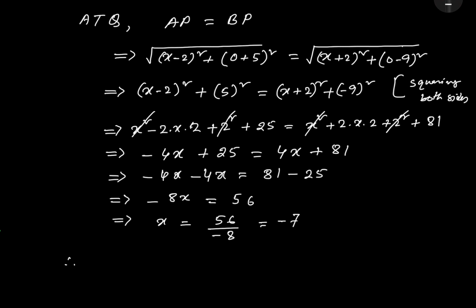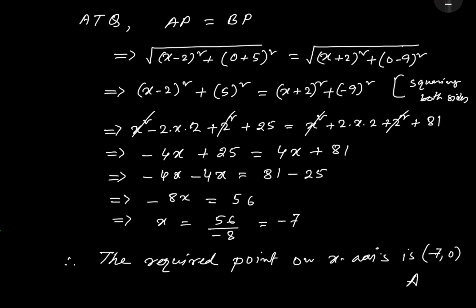So the required point on x-axis is, therefore the required point on x-axis is minus 7 comma 0. This is the answer.